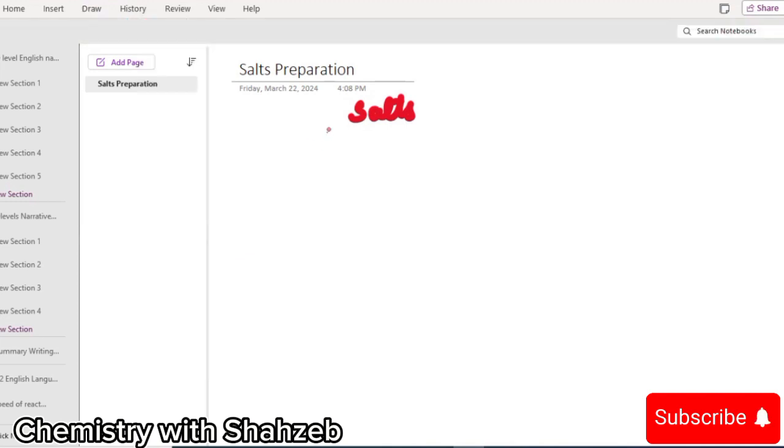Okay, so now let's discuss the different types of salts. The one is soluble salts, and the other one is insoluble salts. So what are soluble salts and what are insoluble salts?